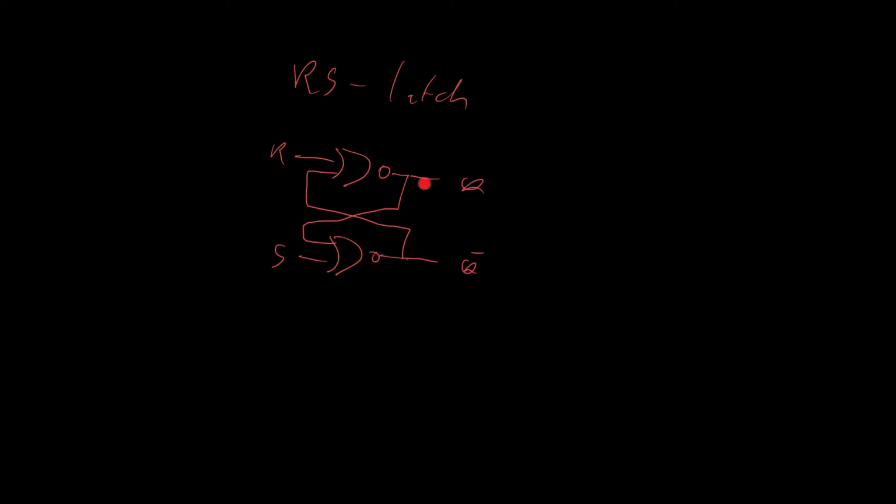So normally when operating an RS latch, R and S are both 0 and the output Q just stays the same. To reset it, you apply a brief pulse to R to make Q 0. To set it, you apply a brief pulse to S to make Q equal to 1.